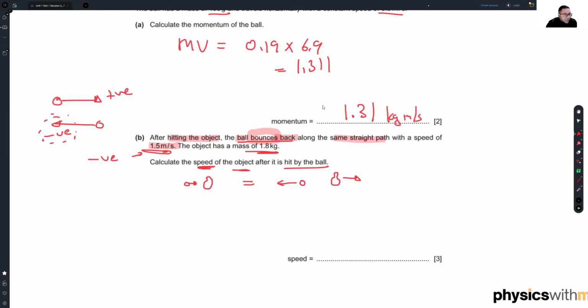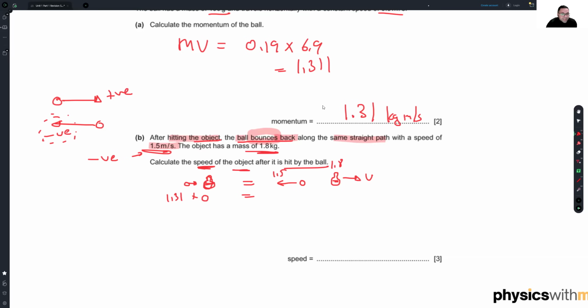Look at the language again. After hitting the object, that's called the object. This thing was the object. The ball bounces back with a speed of 1.5. So the momentum here is 1.31 plus 0 equals, the speed here was 1.5, but the mass of this object is 1.8. I don't know what the speed is. What is the speed of the object after it is hit by the ball?